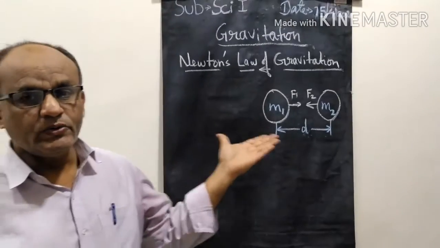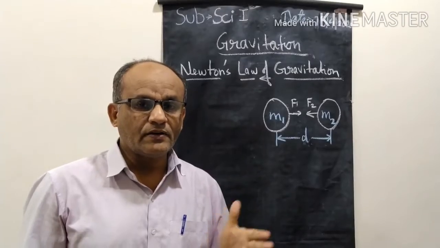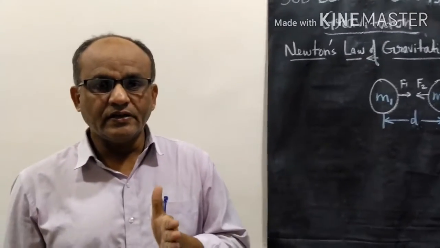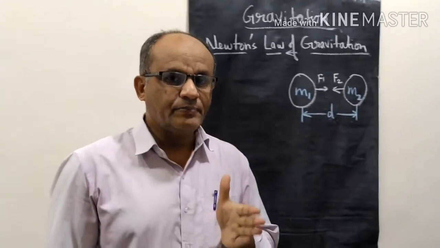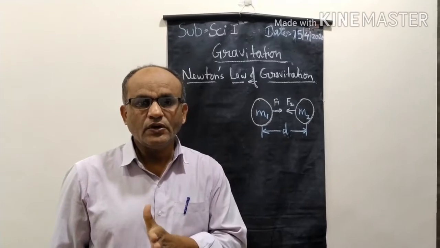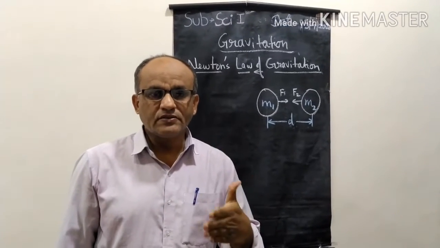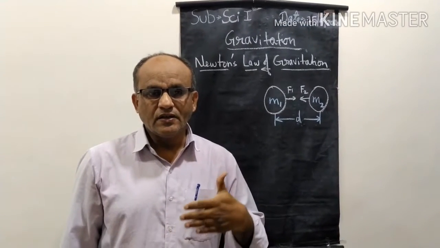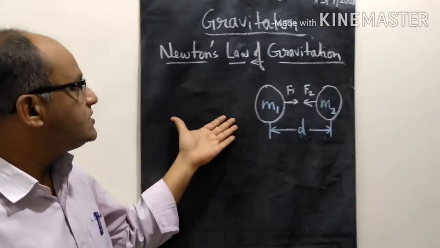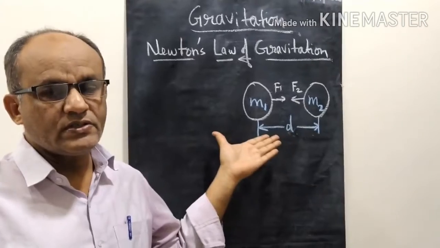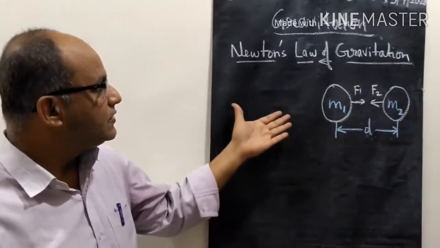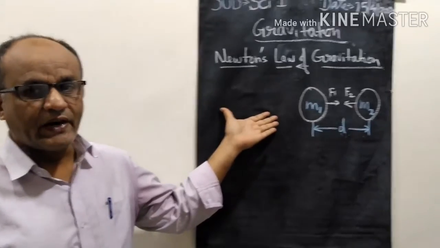Newton did his work after Kepler, I think between 1500 and 1600. From around 1630 onwards, Newton took up the task of studying gravitation. Today we see Newton's law of gravitation. What is Newton's law of gravitation? After the work of Kepler, Newton proposed a theory of gravity.